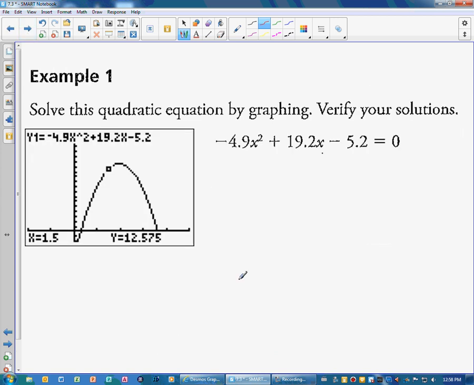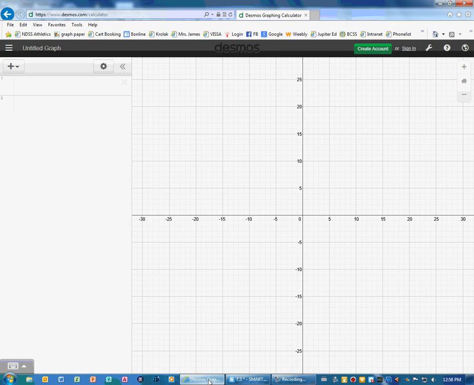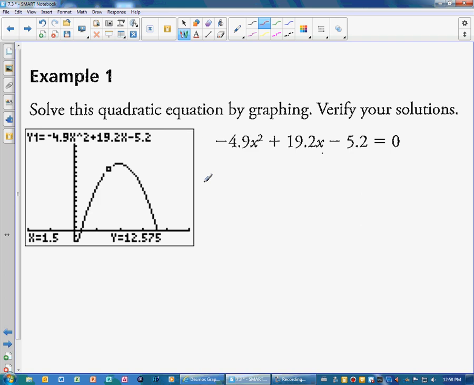So for this first example, here I've got a picture of, remember the graphing calculators? We're not using them in this class. We're actually going to go online and use this graphing calculator. But this is what the window used to look like. And that's what we would have done had we been in a normal classroom and not this flipped classroom. But it says, example number 1, solve this quadratic equation by graphing and verify your solutions.